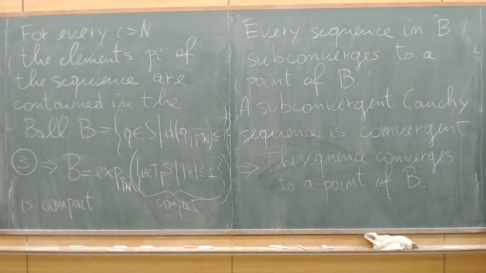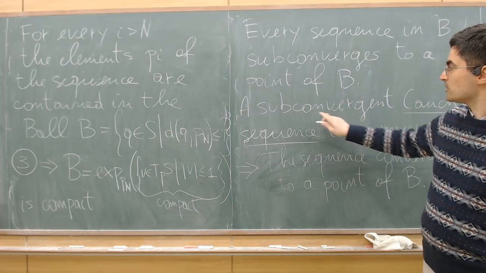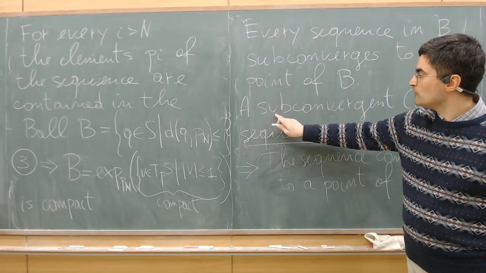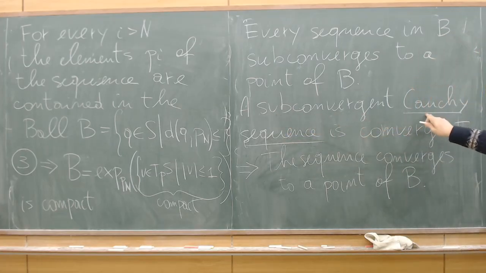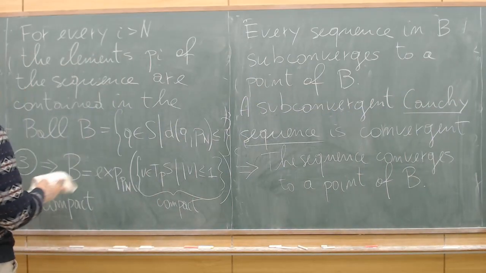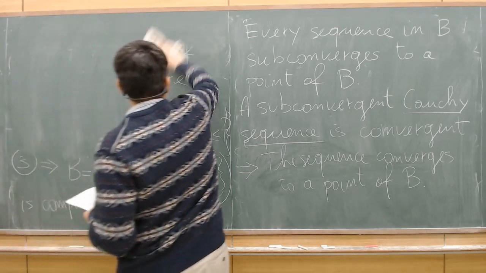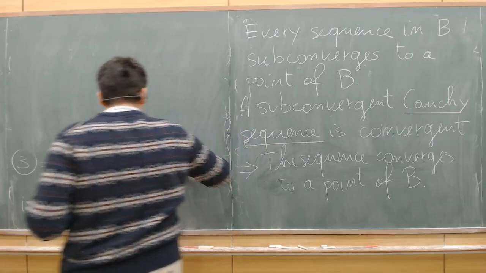This proof shows where is a point where we need Cauchy sequences, because we need to prove that a subconvergent Cauchy sequence is convergent. And this is the end of the proof, of course.